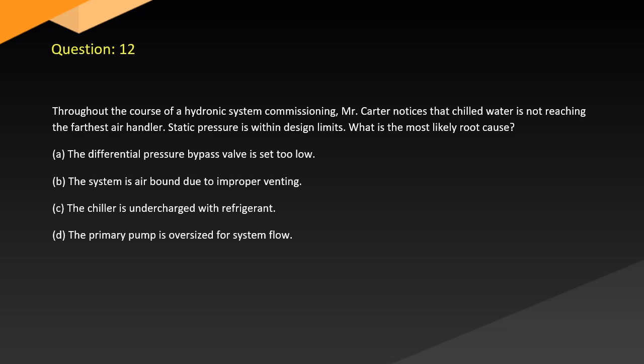Question 12. Throughout the course of a hydronic system commissioning, Istacata notices that chilled water is not reaching the farthest air handler. Static pressure is within design limits. What is the most likely root cause? A. The differential pressure bypass valve is set too low. B. The system is airbound due to improper venting. C. The chiller is undercharged with refrigerant. D. The primary pump is oversized for system flow.